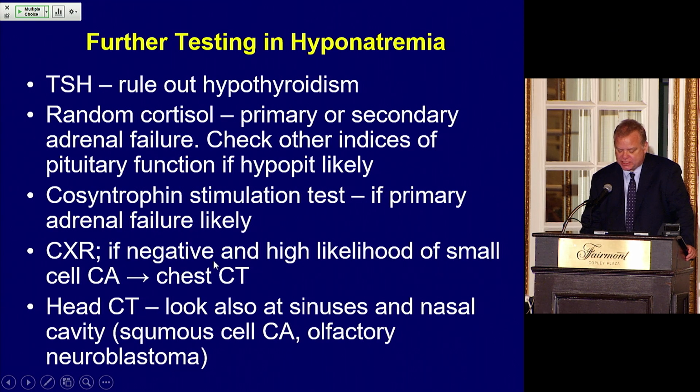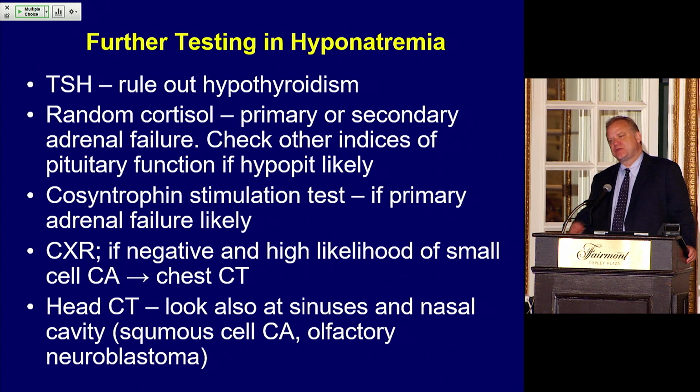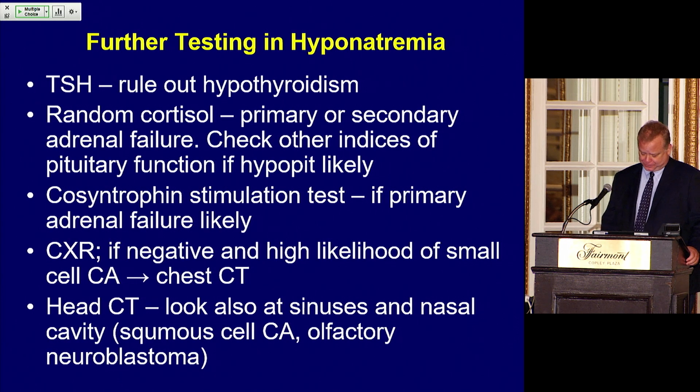Everybody should get a chest x-ray. If negative, however, in a high likelihood of small cell carcinoma, get a chest CT. So every smoker that I see with hyponatremia, even if it's not clearly SIADH, I will try to get a chest CT. Remember that small cell carcinoma is often very central, so it can very clearly be missed on a chest x-ray and you need a chest CT.